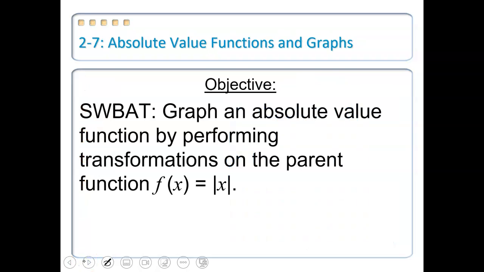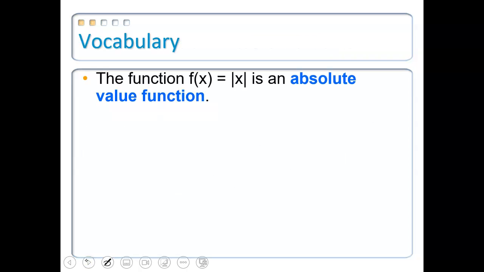So our goal is to be able to graph absolute values at particular points, allowing them to be transformed from their parent function. Yesterday we talked about parent functions, and the absolute value parent function is the absolute value of x. The function f of x is what we will refer to as an absolute value function. The highest or lowest point on the graph of an absolute value function is called its vertex.